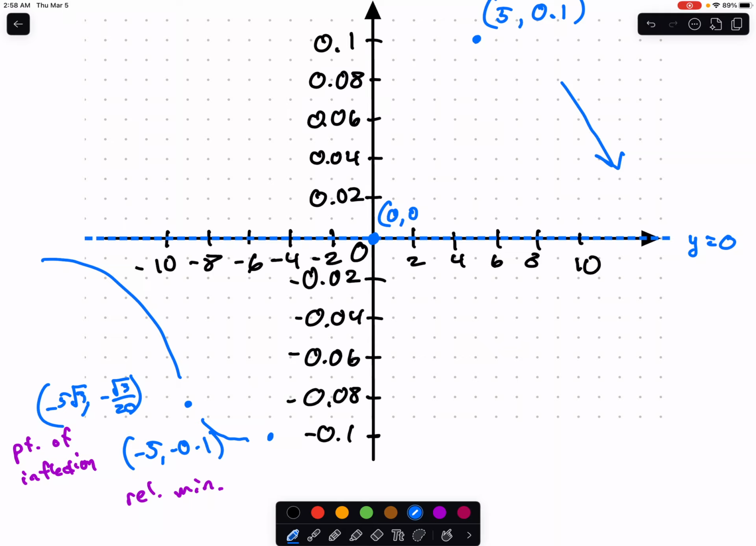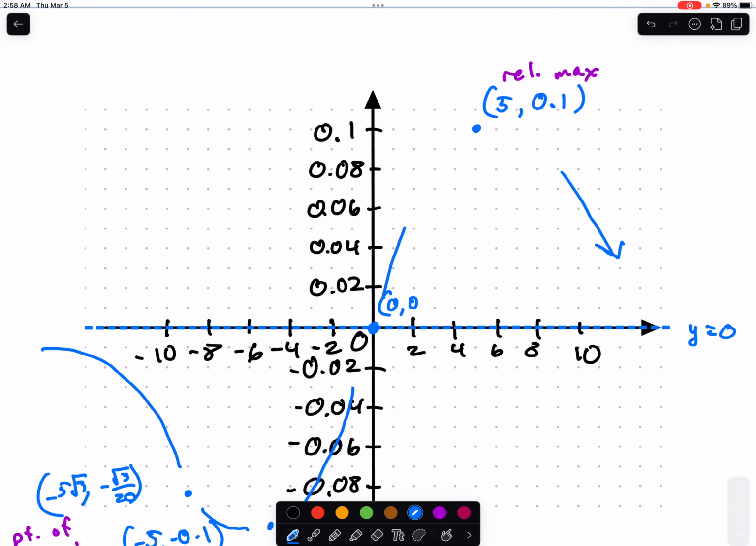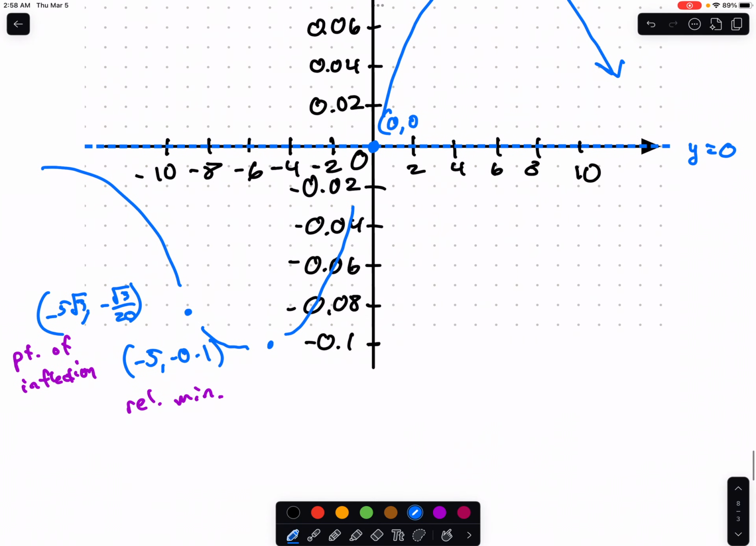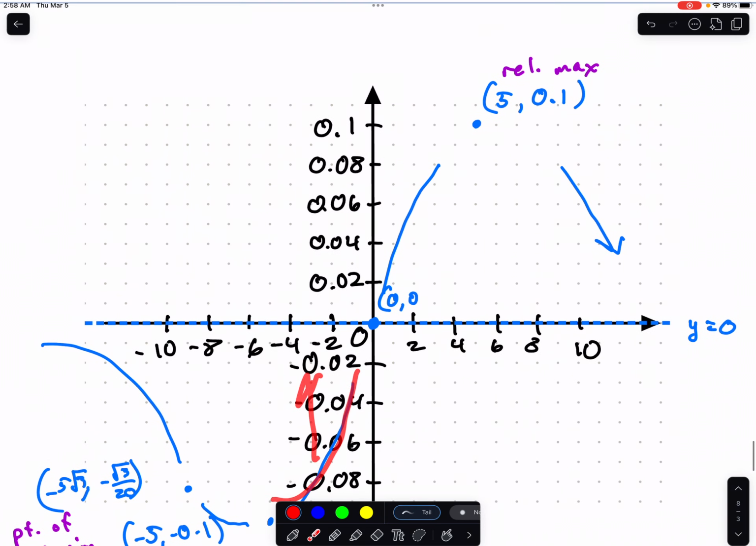Here we're going from it should still be concave up, and then it should go to concave down. So something like that. Right here, again, the cup is opening upward. Here, the cup is opening downward, right? Concave down. Okay, we're almost there.